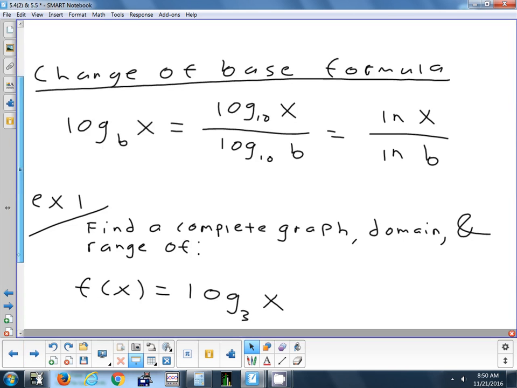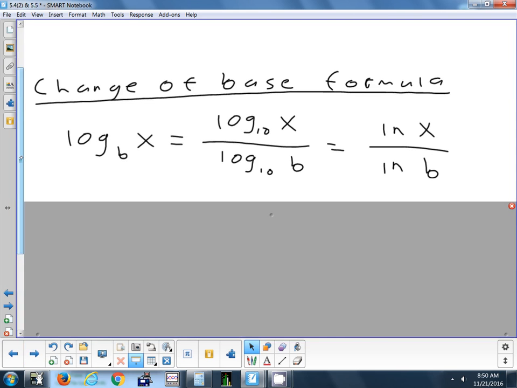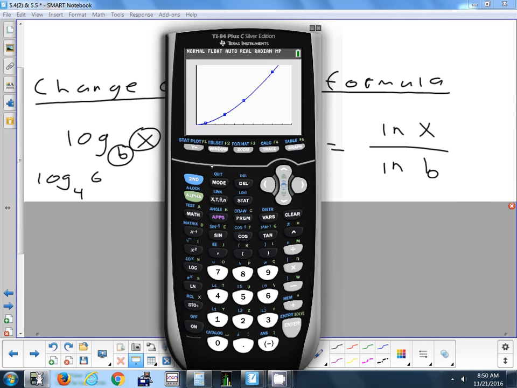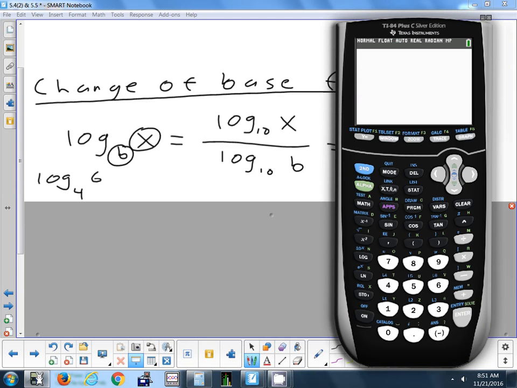So if you want to type in something that doesn't have a base 10 or a base e, what you basically can do, if you want to use common log, take the common log of the argument, put that on the top, take the common log of the base, put that on the bottom. And that's it. So if I wanted to know, like, what is log base 6 of 4? I don't have a base 4 button, but what I can do is I could type in log 6 divided by log 4. And that's the answer.